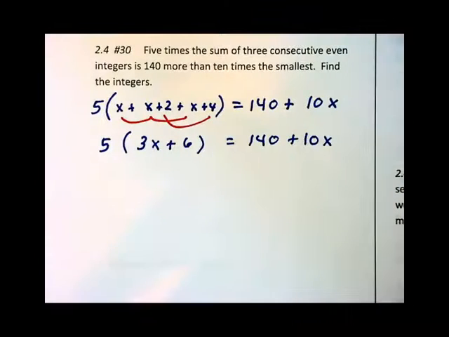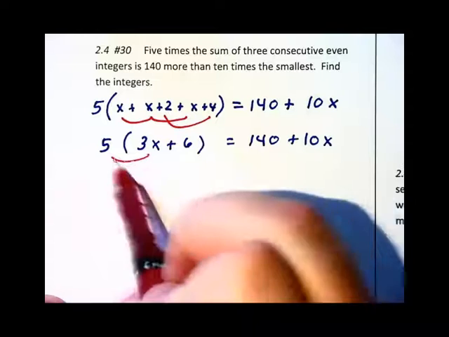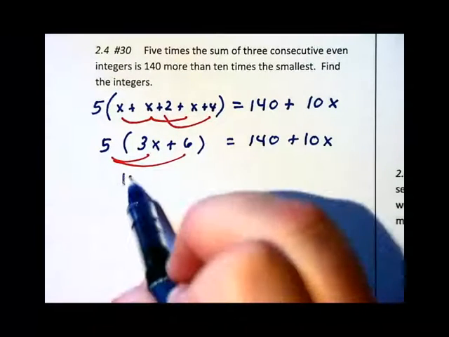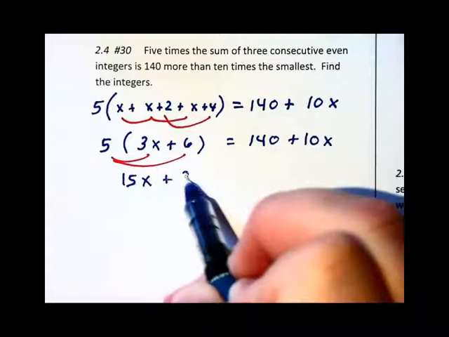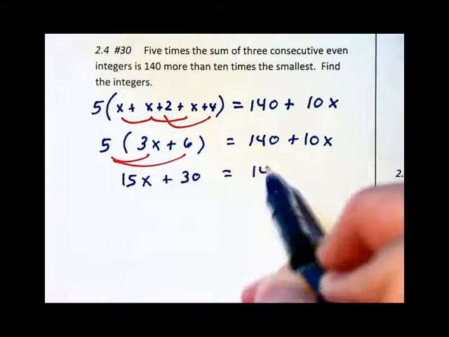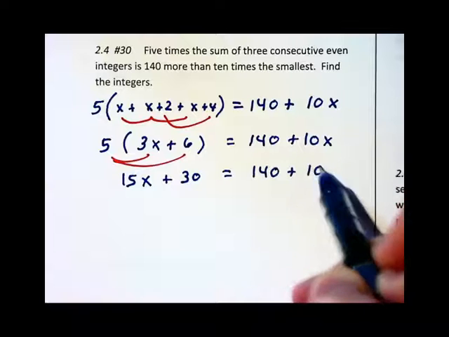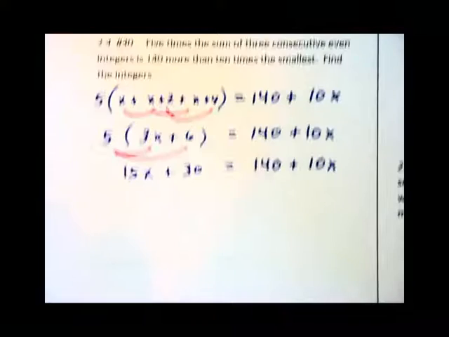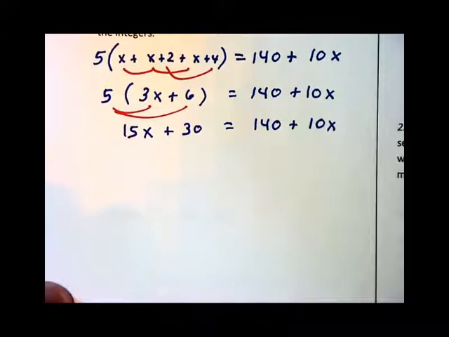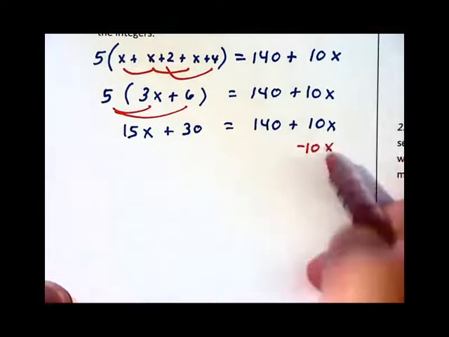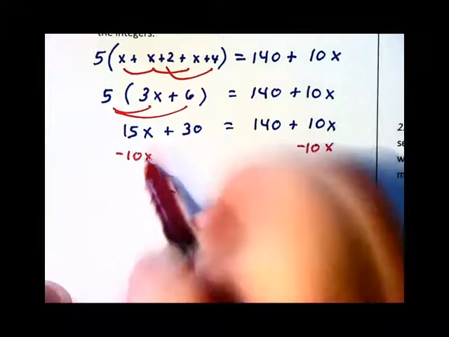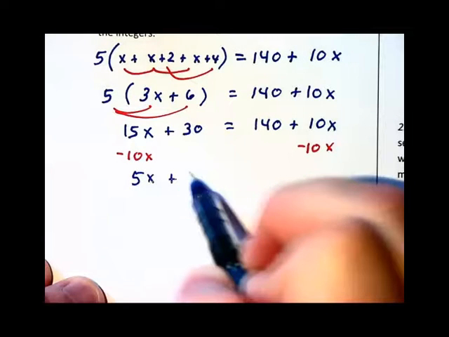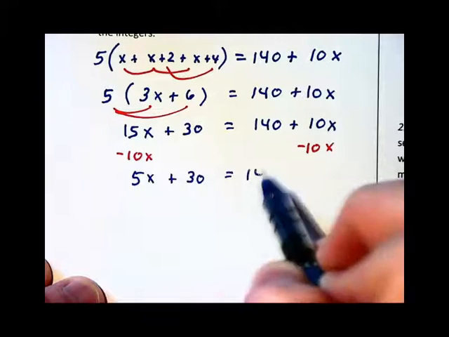Then we're going to do the distribution of the 5 out in front. That will give us 15x plus 30 equals, no change on the right, bring down the 140 plus 10x. I'm going to want to get all my variables to one side, so I'm going to choose now to subtract 10x on each side of the equation. That leaves me with 5x plus 30 equals 140.